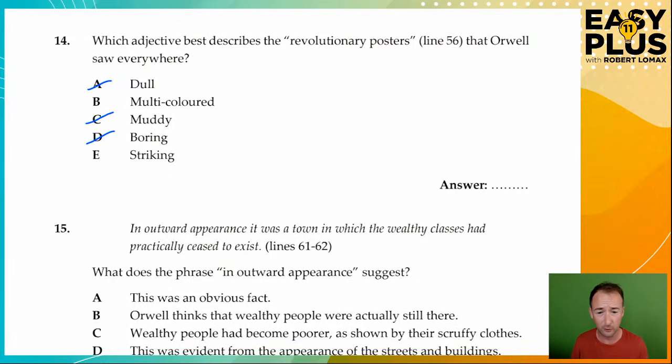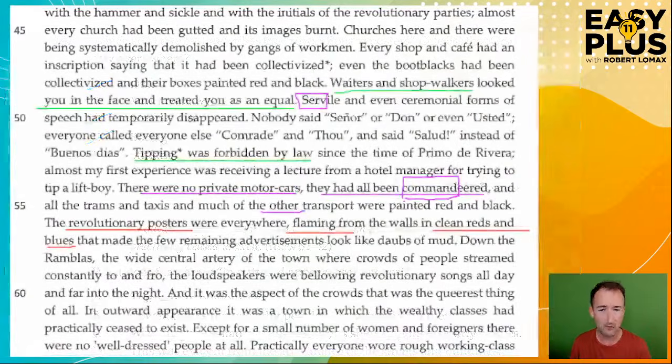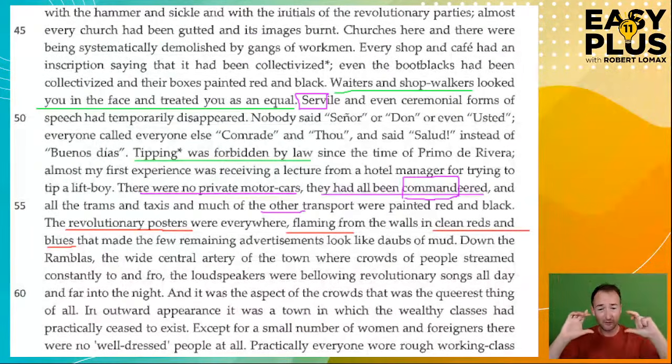Okay, were they multicoloured or striking? Well, what about multicoloured? We can see that they were in clean reds and blues. There's more than one colour, but multi doesn't mean two. It means many. If you have a multicultural society, it means it's got many cultures, not just two. If you've got a multi-storey building, that doesn't just mean a two-storey house. It means something heading towards being a skyscraper, and so on and so forth. Multi doesn't mean groups of two.